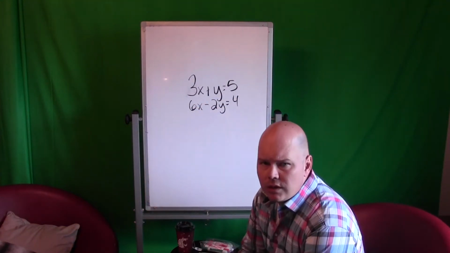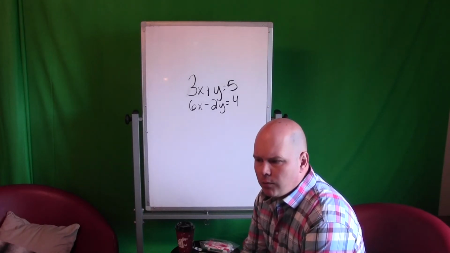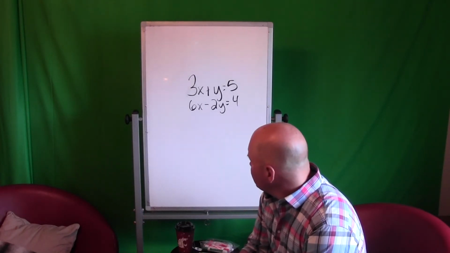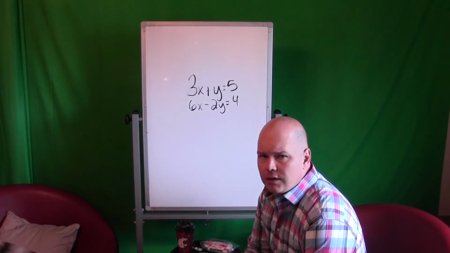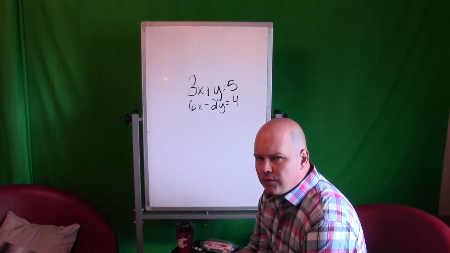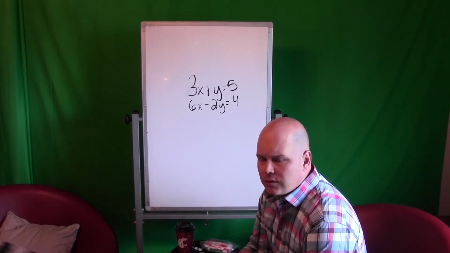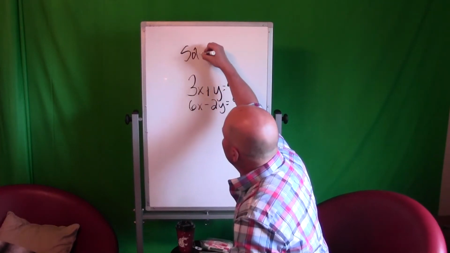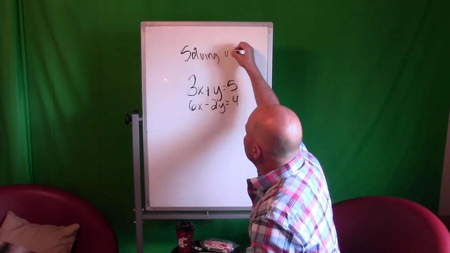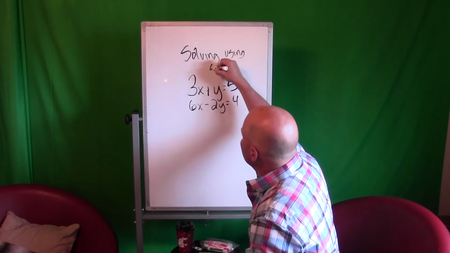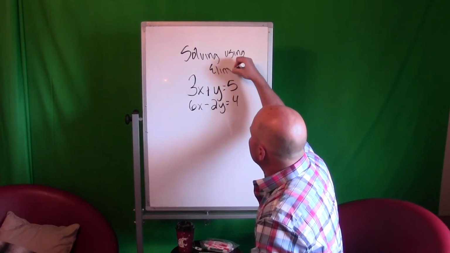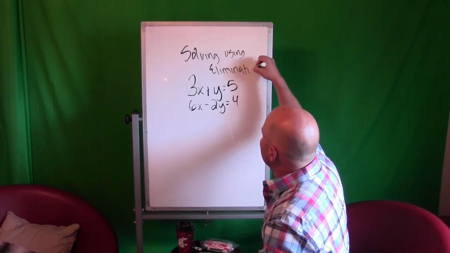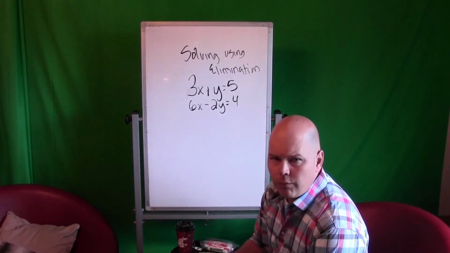So I have those two equations there, and they're both in standard form, which means it's not an easy substitution. I could use substitution to solve this, but I'd have to solve for one of my variables first. It just adds a whole bunch of extra steps. So we're going to solve this using elimination.